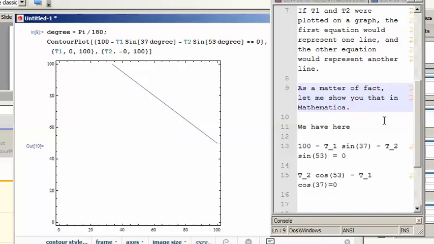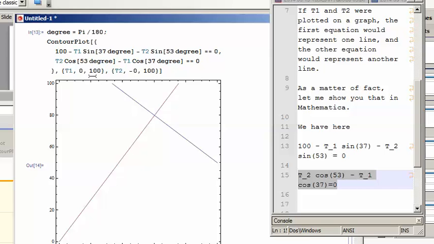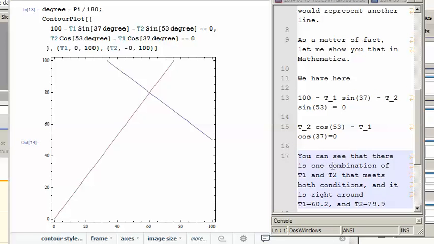As a matter of fact, let me show you that in Mathematica. We have this equation here, 100 minus t1 sine 37 degrees minus t2 sine 53 degrees is equal to 0. And we also have a line representing t2 cosine 53 degrees minus t1 cosine 37 degrees is equal to 0. You can see that there is one combination of t1 and t2 that meets the criteria, and it is right around t1 is about 62, and t2 is around 79.9.